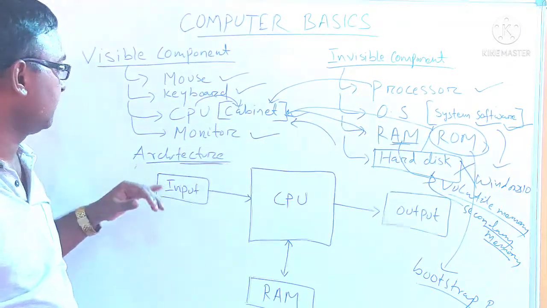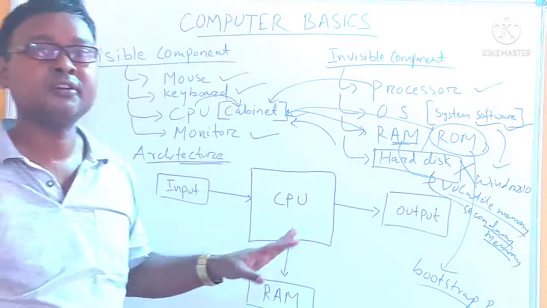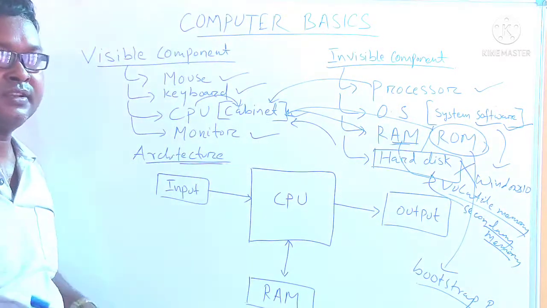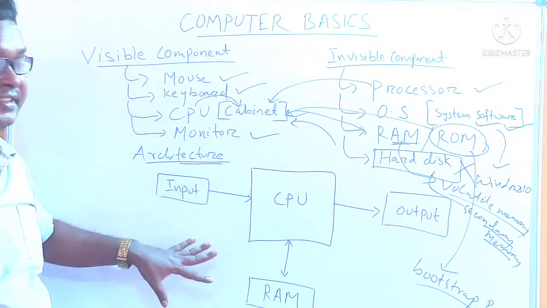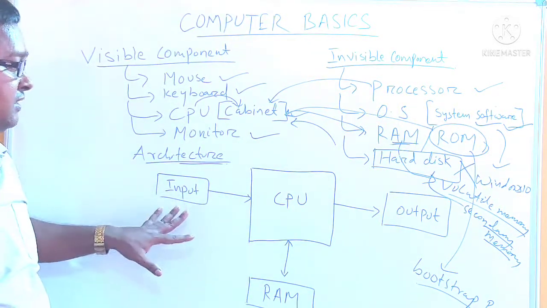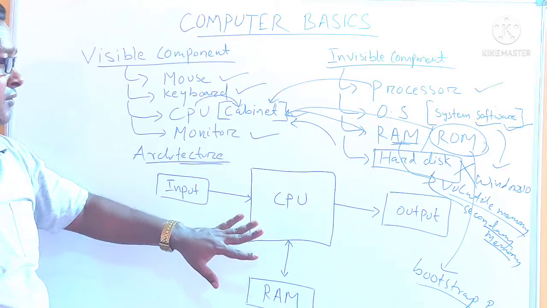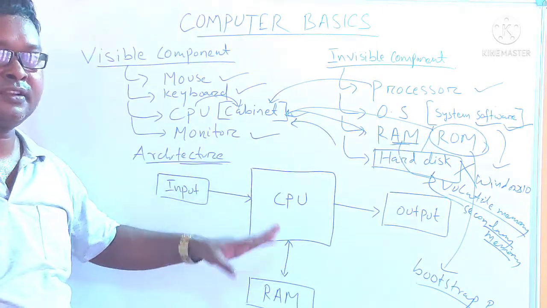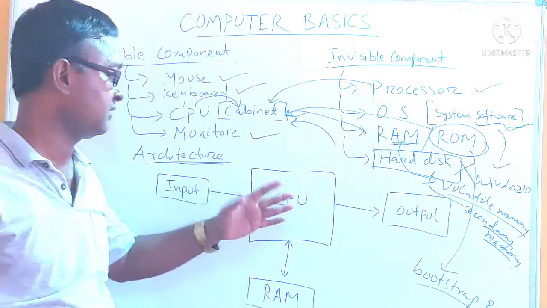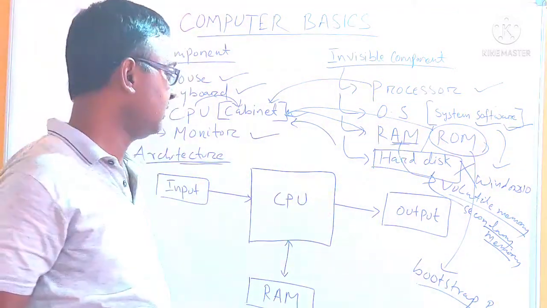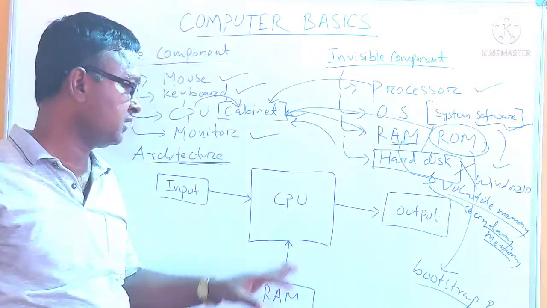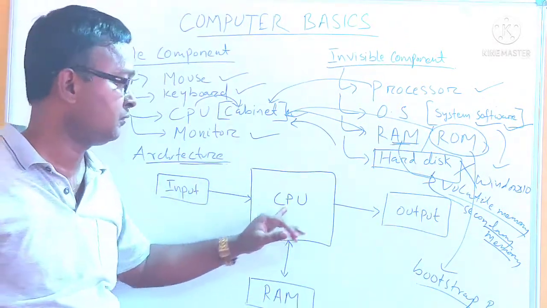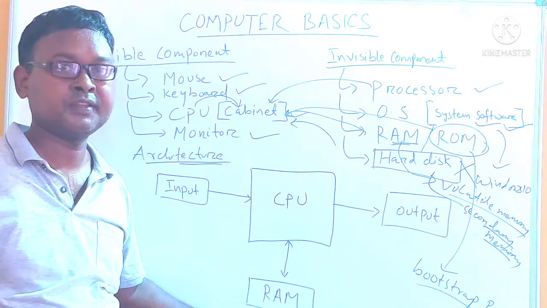Okay, so let us come to the architecture of your computer system. Architecture of your computer system, how it is actually designed, and what various components have a role in running a computer system. Okay, so this is a simple architecture. You can see I have given here input, CPU, output, RAM.